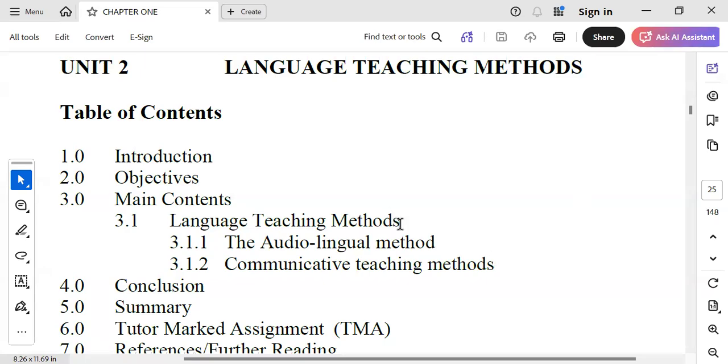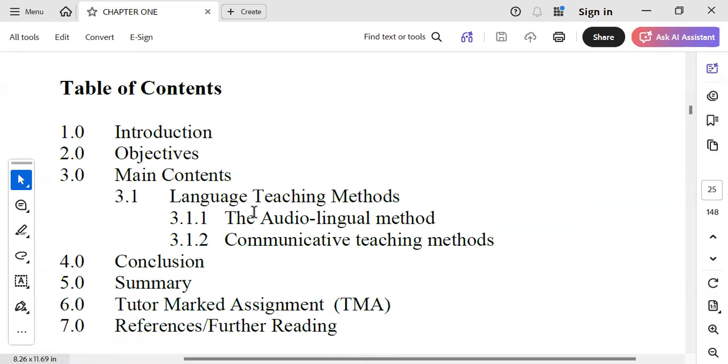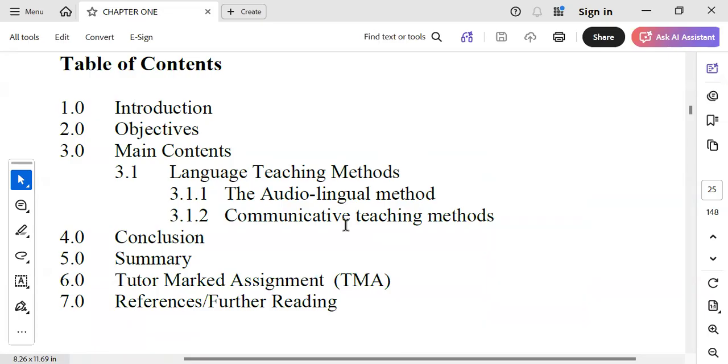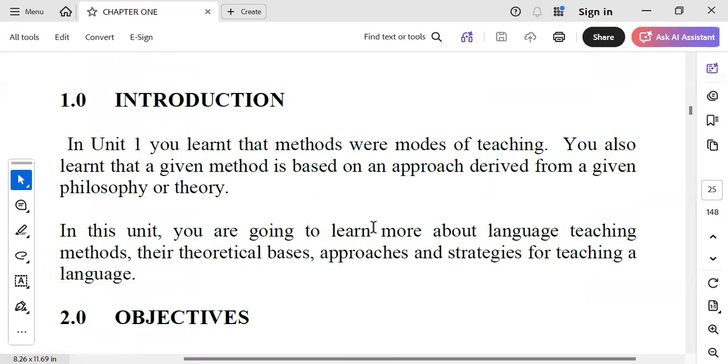Now, our concern now is Unit 2, Language Teaching Methods. In this unit, we are going to talk about language teaching methods, the audio-lingual method, and then the communicative teaching method. Just two of them. Very short unit, just to tell you the methods of teaching language that we have.